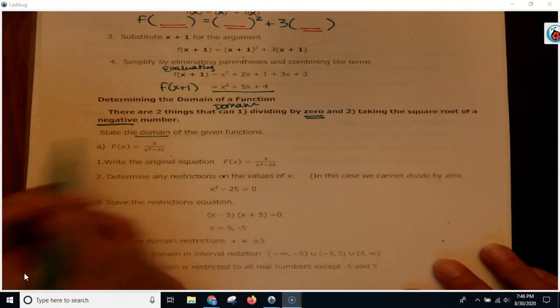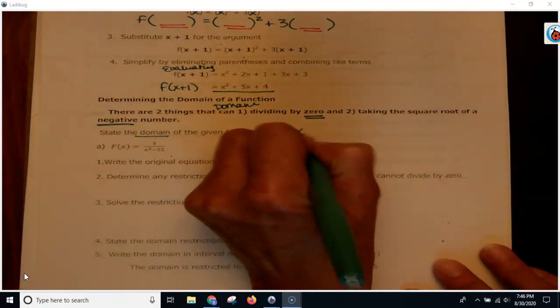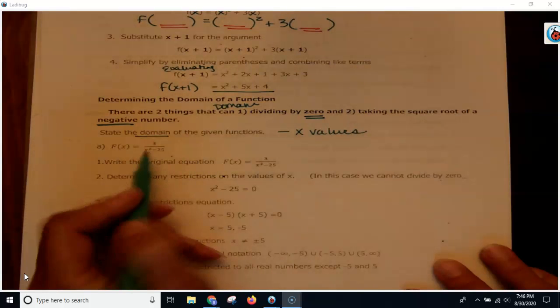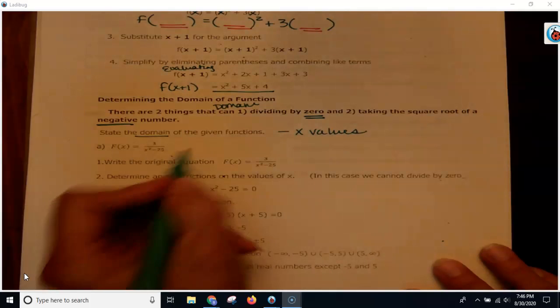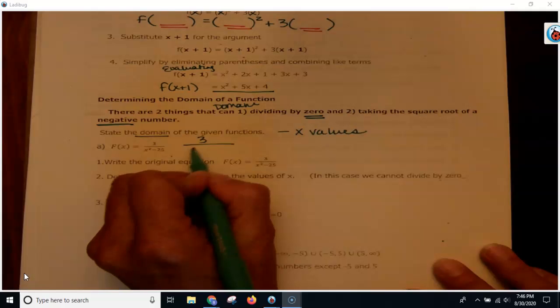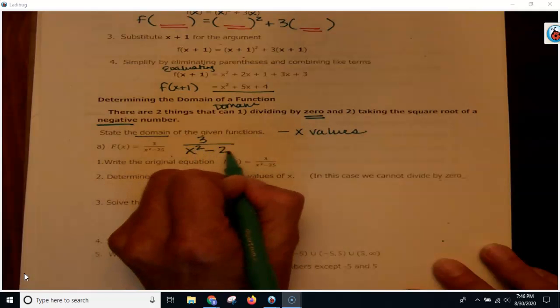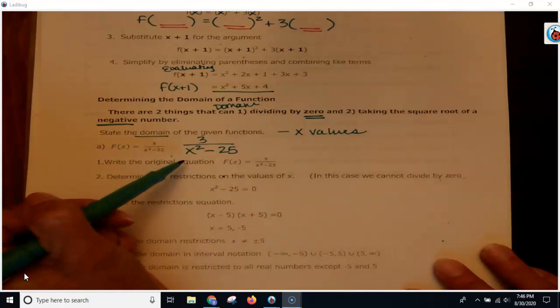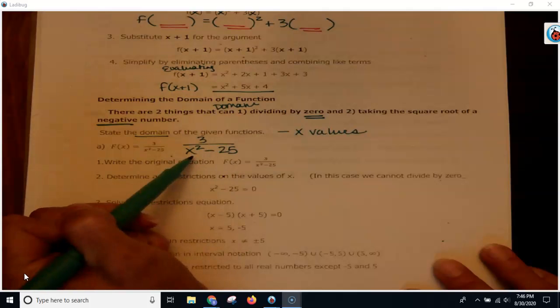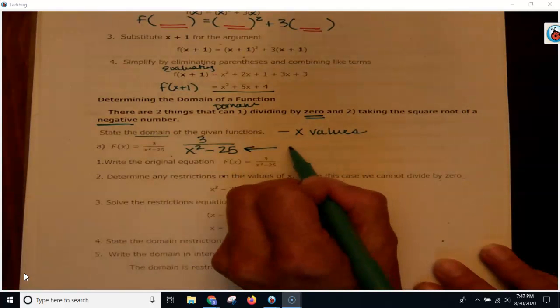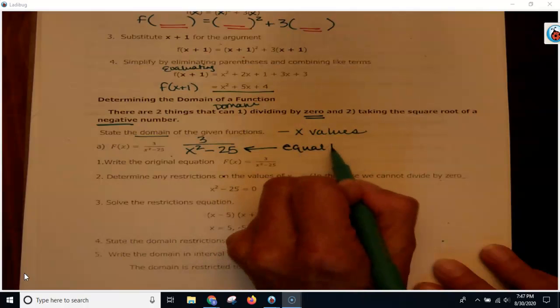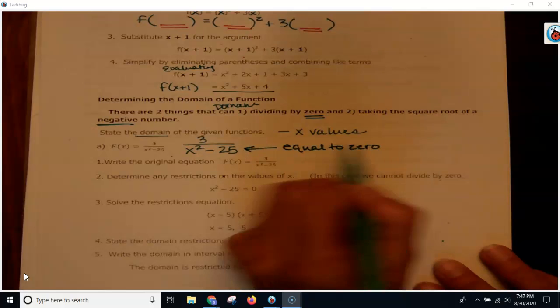So it says state the domain. We're asked, what are the x values that we can plug into this function right here? What are the x values? Well, this is 3 over x squared minus 25, and I'm going to write it bigger so I can really see it. Since dividing by 0 is a no-no, I need to figure out what numbers would make this 0. So you basically just set your denominator equal to 0, and then solve.